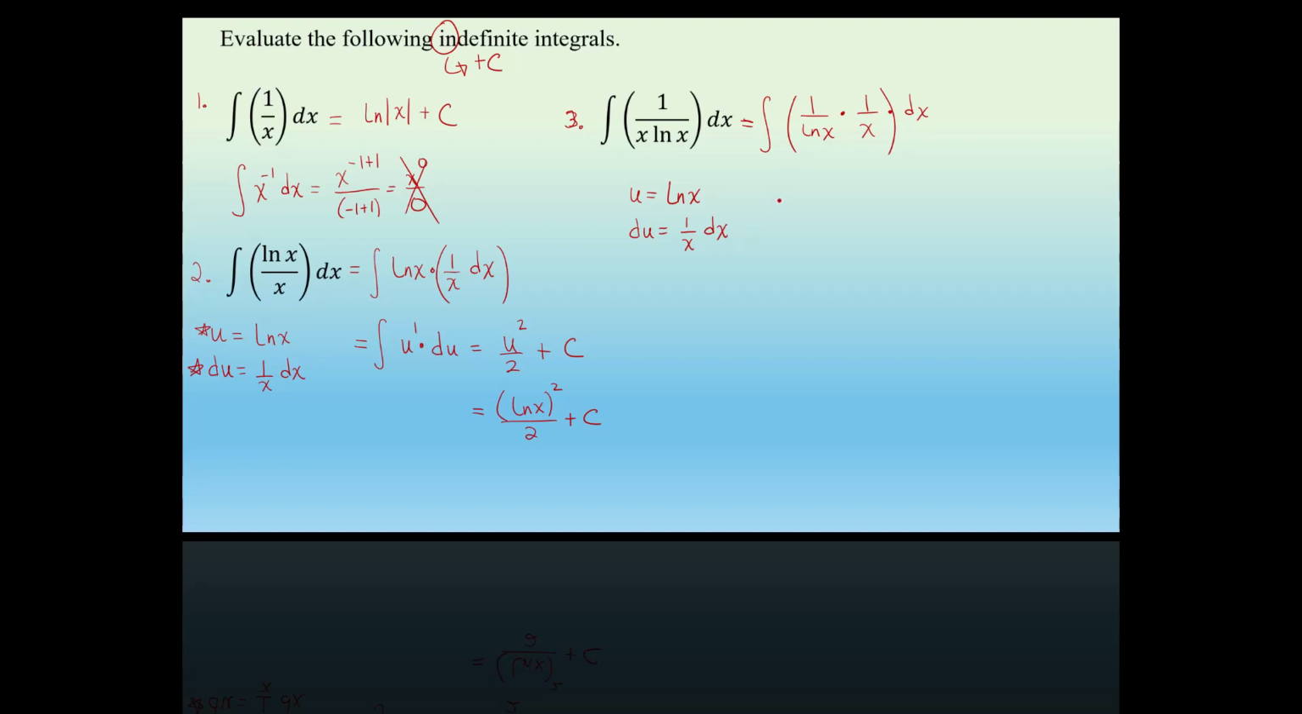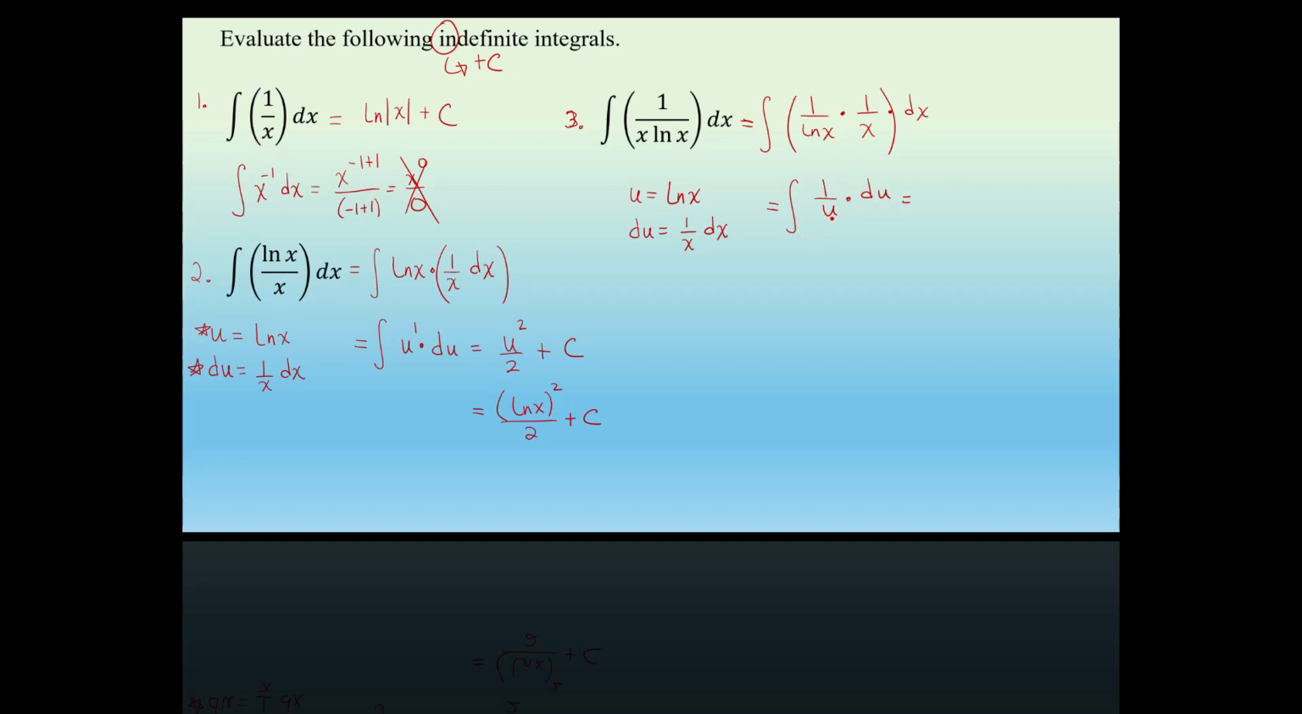So now I can replace or substitute everything, and I end up with 1 over u times du. Notice the difference between the second and third examples. When we substituted the u, we ended up with u times du. When we do it up here, we end up with 1 over u times du. And that's because the ln of x was in the denominator, and this ln of x is in the numerator.